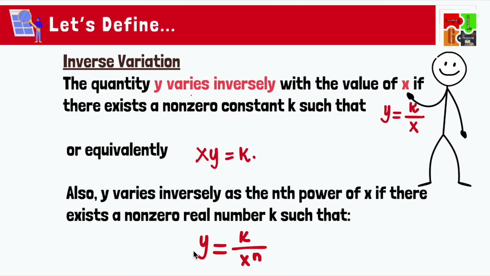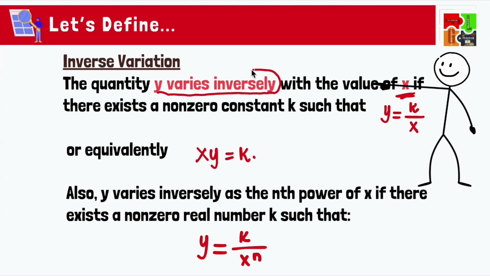So, let us define first this particular topic. So, inverse variation, if the quantity y varies inversely with the value of x, okay, y varies inversely. I use inversely, kabaligtaran to nung unang topic natin na direct variation. Ito naman ay indirect. Okay? So if there exists a non-zero constant, ibig sabihin si constant na k, hindi dapat zero yan, such that y equals k over x. So this is gonna be the formula representation for you to find the y.